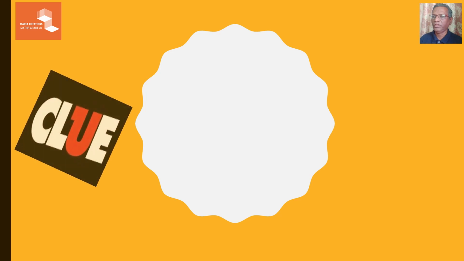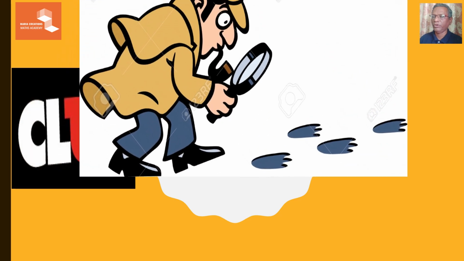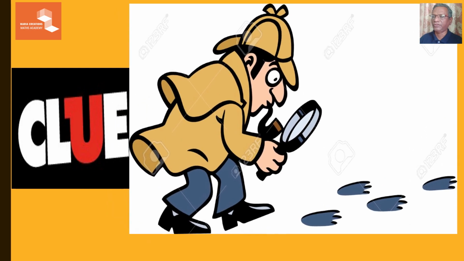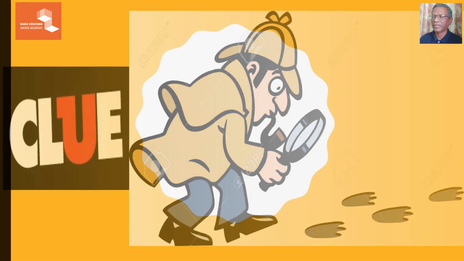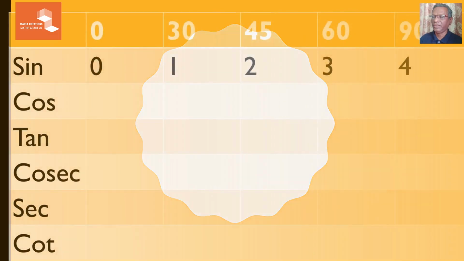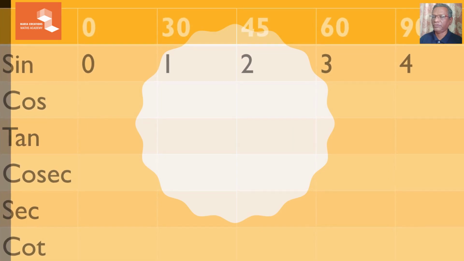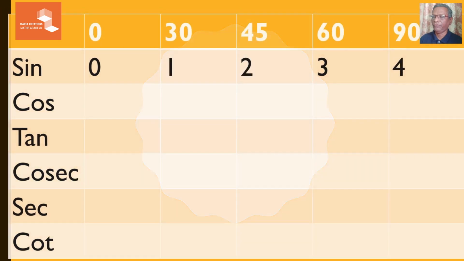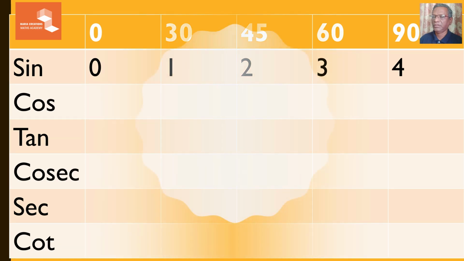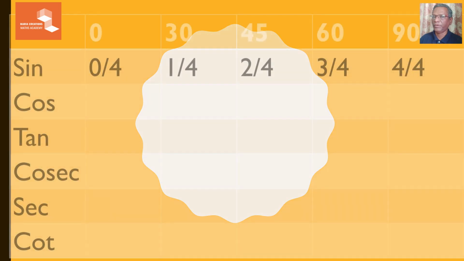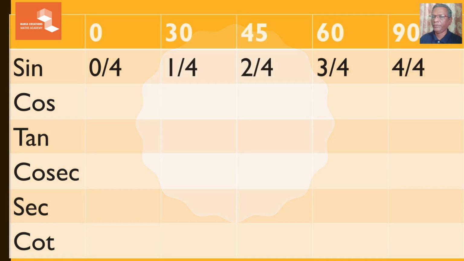If you know the values for sine function, we can easily find the other values. How to learn the values for sine? We are going to learn the values for sine 0 degree, sine 30 degree, sine 45 degree, sine 60 degree, and sine 90 degree. Fill up the columns by starting with 0, 1, 2, 3, 4. We divide these numbers by ending number 4. Thus we get 0 by 4, 1 by 4, 2 by 4, 3 by 4, 4 by 4.